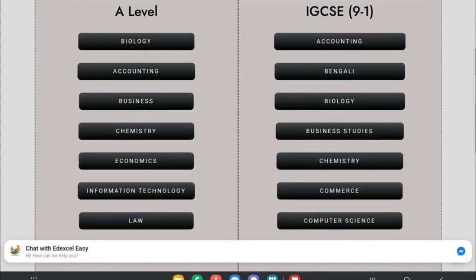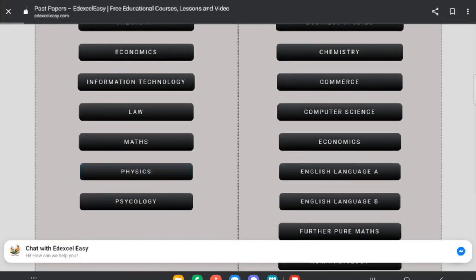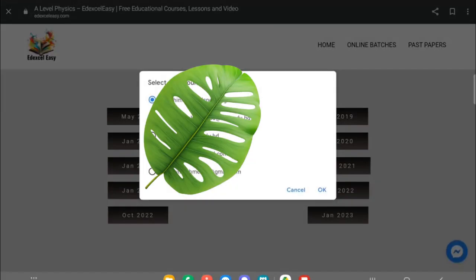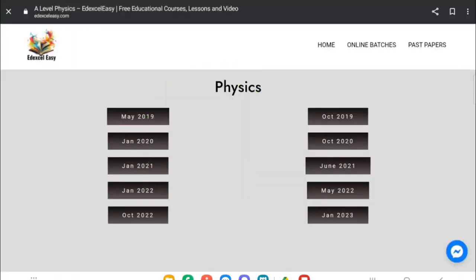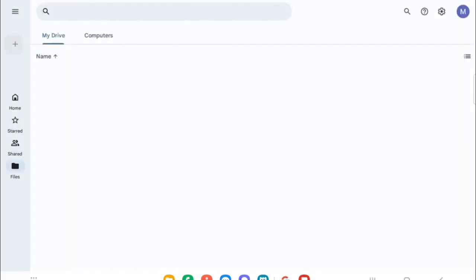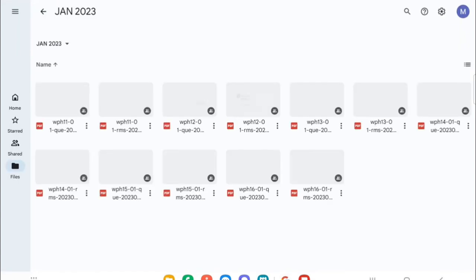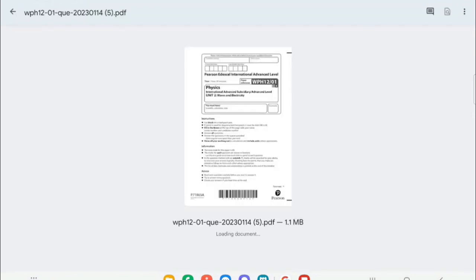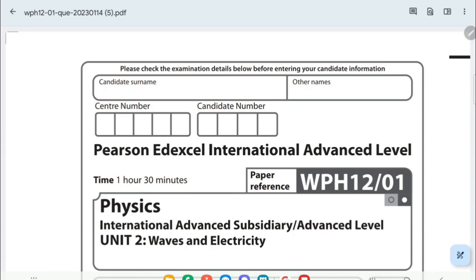Okay, so we're starting with A-level physics today, so we'll move to physics and we're going to solve the January 2023 paper. Clicking on the files will lead you to a Google Drive and you can find the question paper that you want to solve. So let's download this paper first and then we'll solve the entire question paper.